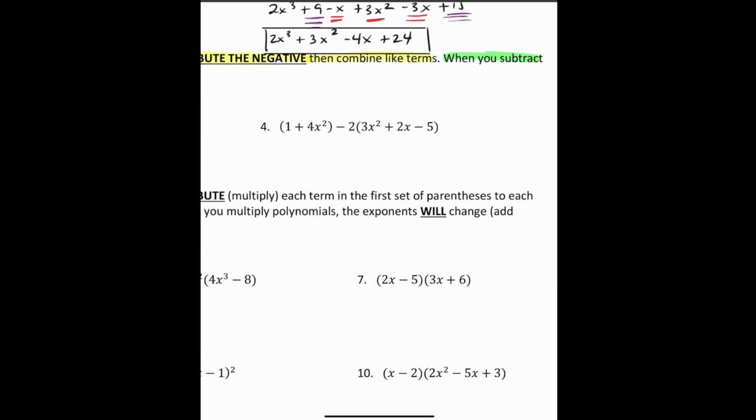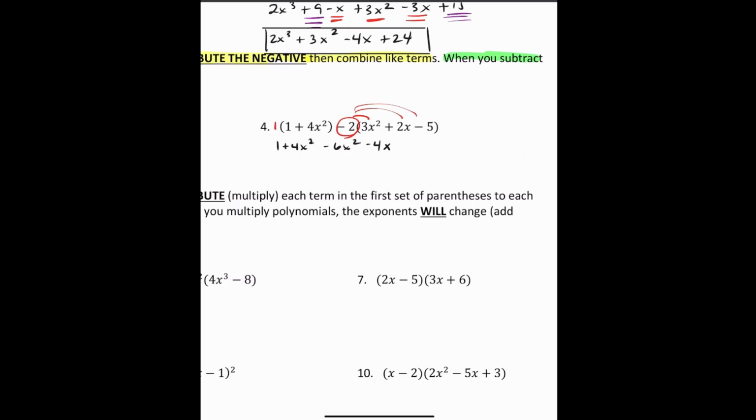Number 4, there's an invisible 1 here. But if I distribute that to each term, it doesn't change anything. So it's 1 plus 4x to the second power. Whereas this negative 2, yes, you'll distribute. So negative 2 times 3x squared, that's negative 6x to the second power. Negative 2 times positive 2x, negative 2 times positive 2 is negative 4. But since there's an x involved, then you need to slap that on with the negative 4. So negative 2 times positive 2x is negative 4x.